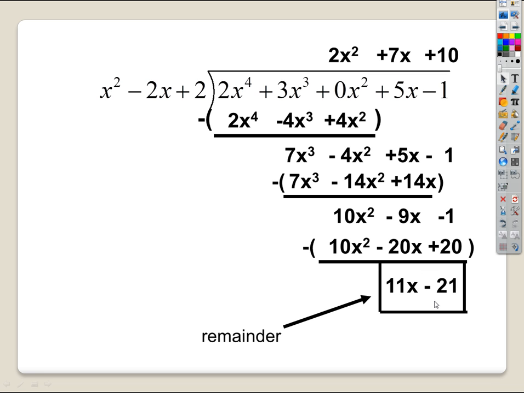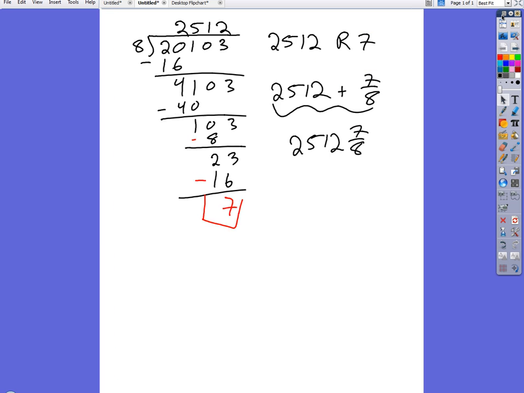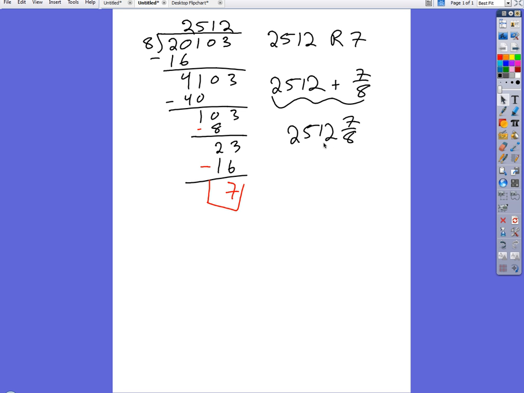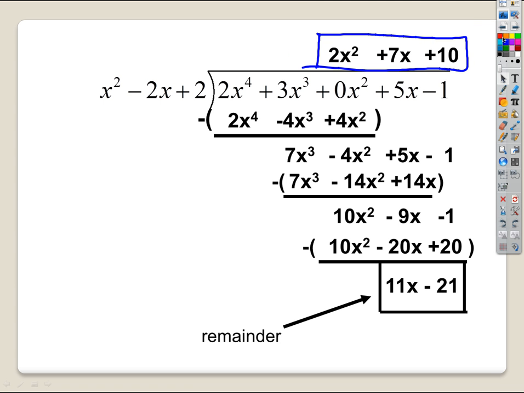And now, how do you suppose we write our answer? How do we write our answer? We get this number. There's the polynomial part of our answer. This part is going to be the regular part. Remember in our long division example, this is like the number part, the 2,512. So that part. There you go. Good.